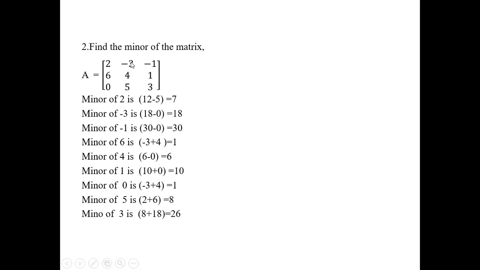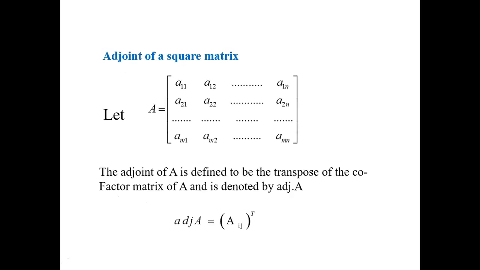Then the minor of 2 is found. Next the minor of -3: by deleting this column and this row, the remaining are 2, 6, minus 1, 1. Similarly, we can find the minors of -1, 6, 4, 1 by deleting the corresponding rows and columns. We get the minor of each entry of the matrix C.